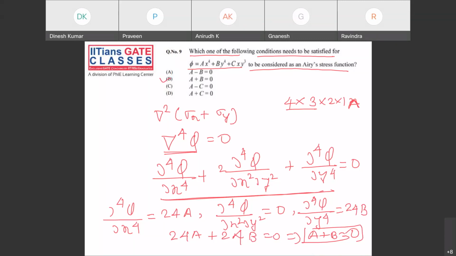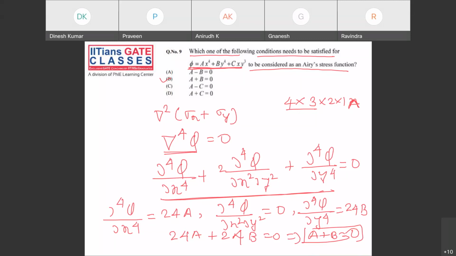Now guys, in your GATE exam, there are many questions from the Airy stress function. There are many questions from the Airy stress function in previous years' papers. This is one of the easy questions. There are some other questions also from the Airy stress function, where you need to deal with boundary conditions. If time permits, we'll take up those questions in subsequent classes.